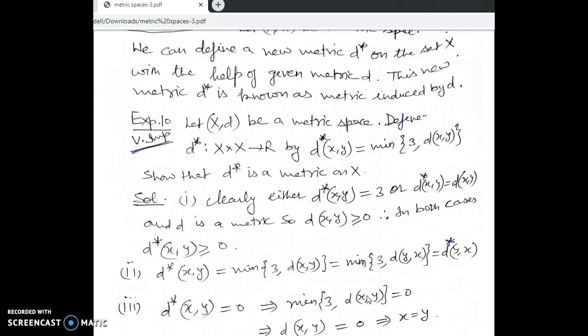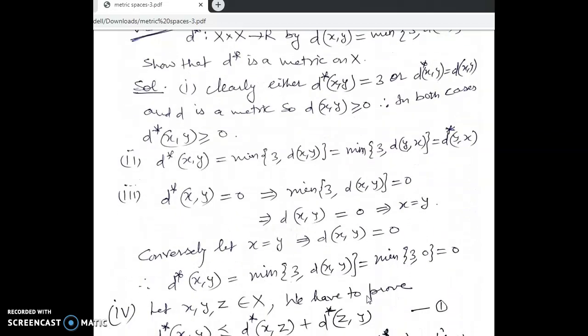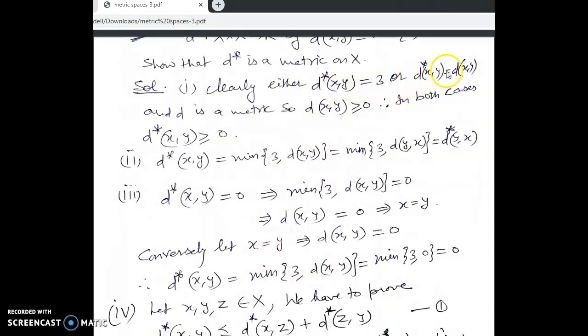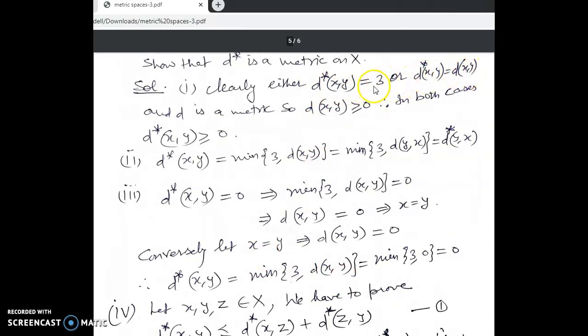So now we check all the properties one by one. Clearly the value of d star xy is either 3 or d of xy. If this is 3, this is positive. If d of xy, that is always greater than or equal to 0 because d is a metric. Now second property: d star xy is equal to the minimum of 3 and d of xy, and this is the minimum of 3 and d of yx. As d is a metric, d of xy is equal to d of yx, and by definition this is equal to d star yx.